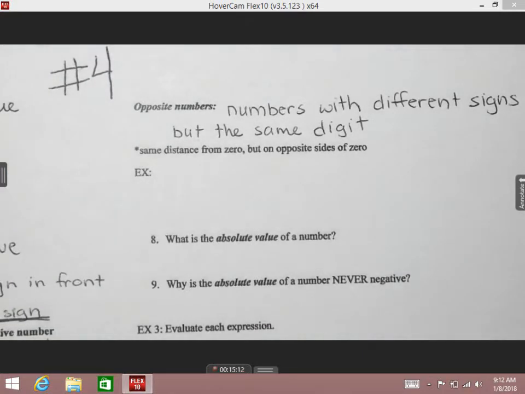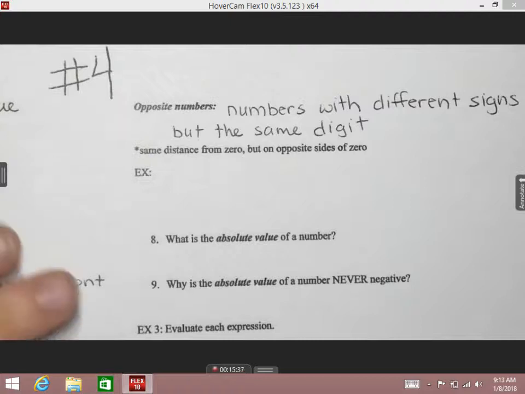So, for example, if I look at this number line over here to the right on the board, if I have the number 3, how many spaces from 0 is that? 1, 2, 3 spaces, right? So I need the opposite number, which is going to be the same distance from 0. What's that going to be? A negative 3. Are those still the same number, 3 and 3? But they have different signs. One's positive, one is negative.